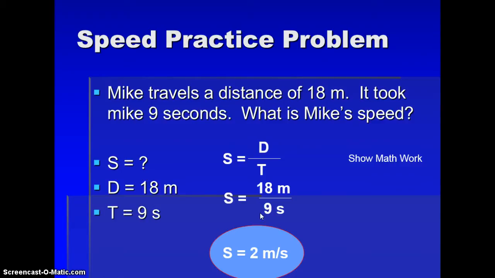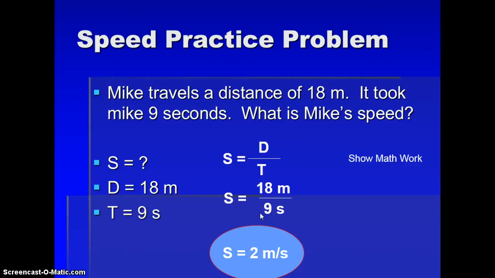Now, what about a speed practice problem? Oh yes, we get to do some math work here in science again. And just like any other math problem, there are certain steps you got to follow for each problem. So the first one says Mike travels a distance of 18 meters. It took Mike 9 seconds. What is Mike's speed? Well, just like we did before, you always put S equals question mark. Well, this is because we don't know what speed is. That's what we're trying to find.